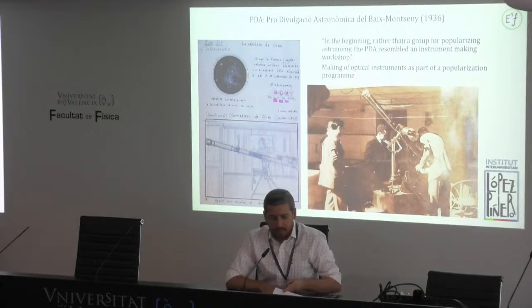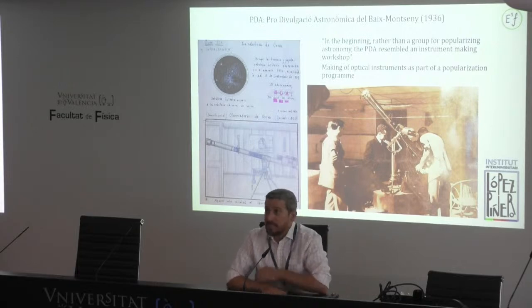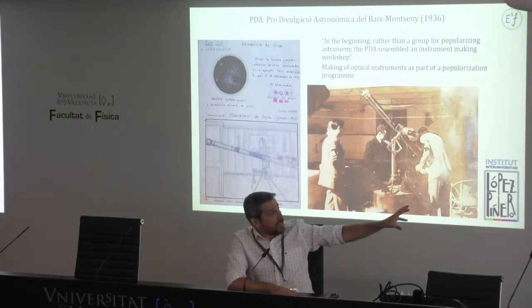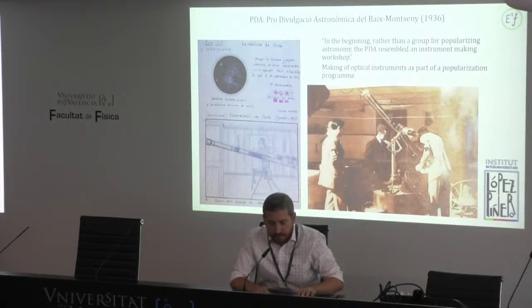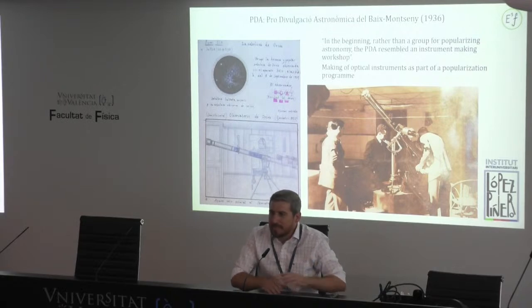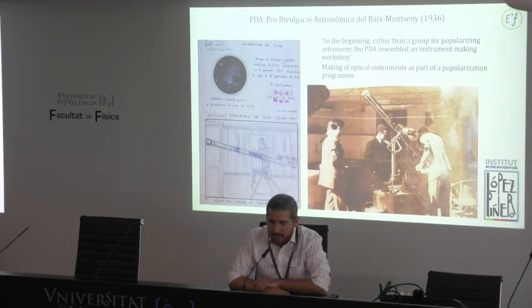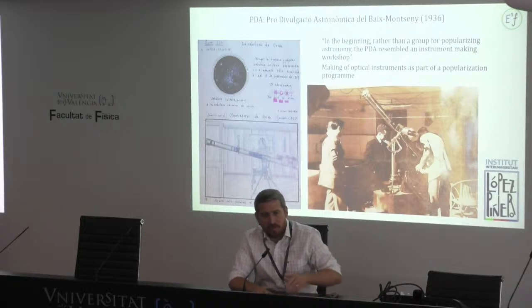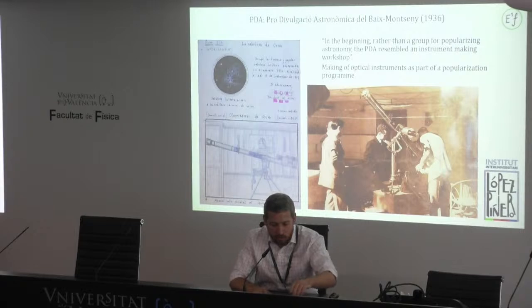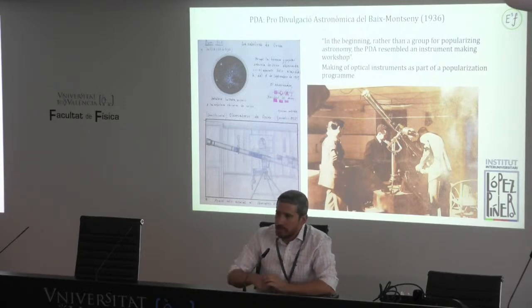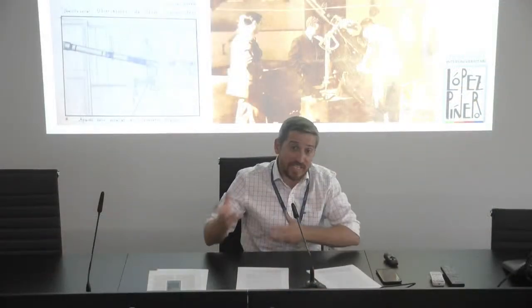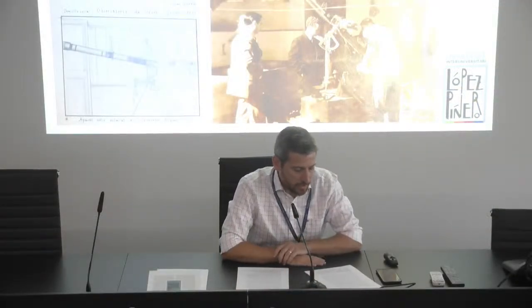And one of the members was, well, you can see here some of the notes they took. There's a picture as well with some of the members making some solar observations. And the group, actually, at the very beginning, seemed more like a space to produce instruments rather than an association to popularize astronomy. And even when they acquired a commercial telescope in 1937, they kept working with optical materials that were recycled in order to produce their own instruments.